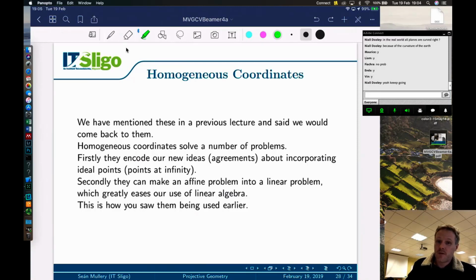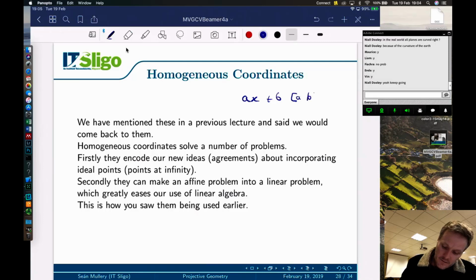Secondly, they can make an affine problem into a linear problem, which is where we used them previously, and this greatly eases the use of linear algebra. So where we had situations with things like ax plus b, which was not linear, we were able to work that by putting it in as an a and a b, and then your x and your 1 there, and so on. Okay, and you could do it in that particular fashion, using them as homogeneous coordinates.